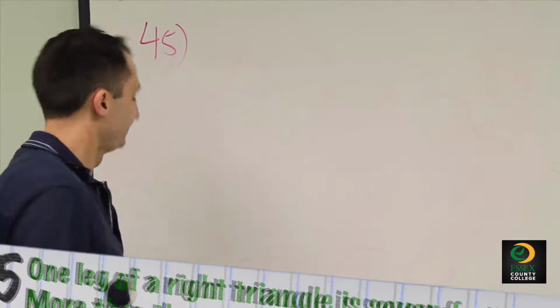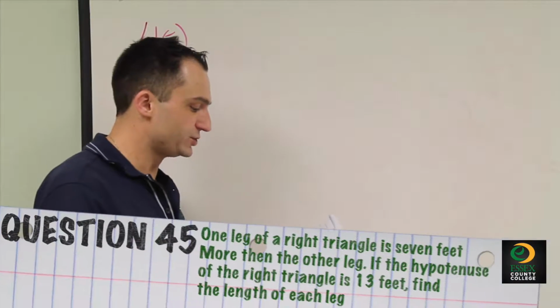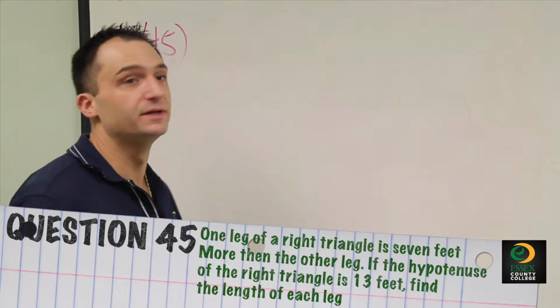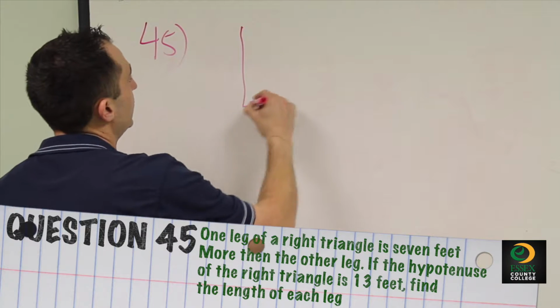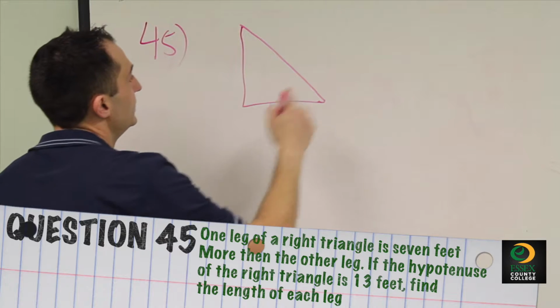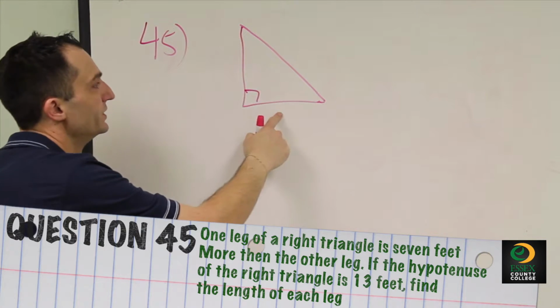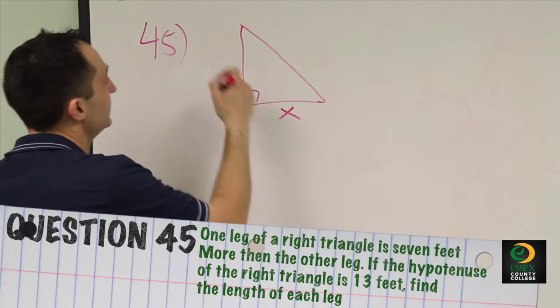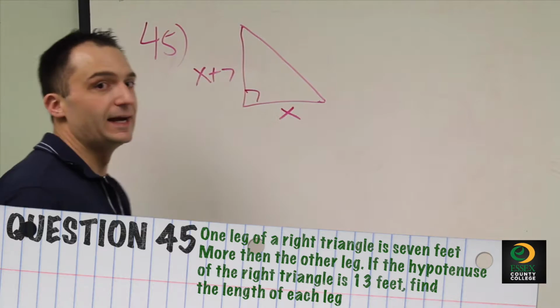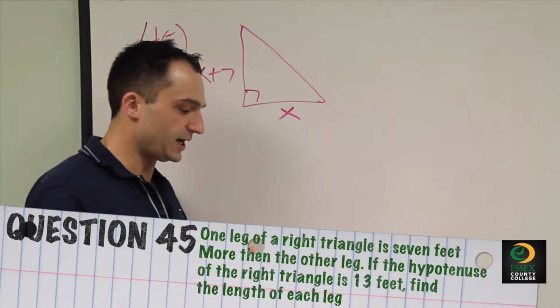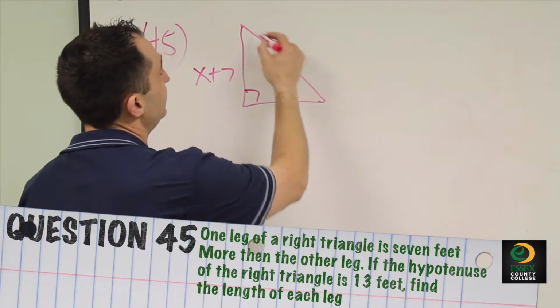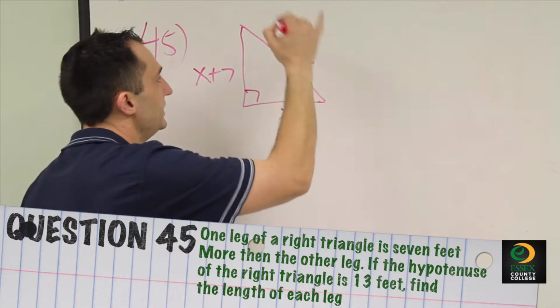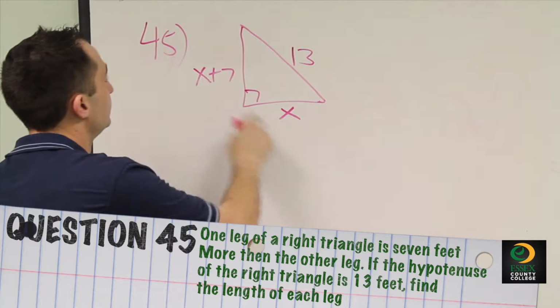Number problem 45 states that one leg of a right triangle is 7 feet more than the other leg. So if we have our triangle, that's a right triangle, it just states that one leg is 7 feet more than the other leg. So one leg we would call x, and the other leg we would call x plus 7. And if the hypotenuse is 13 feet, the hypotenuse is the longest side, it wants us to find what the other two lengths are.